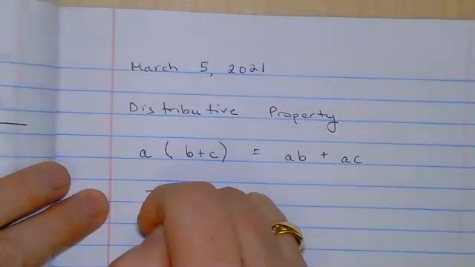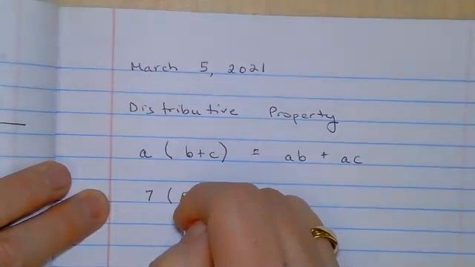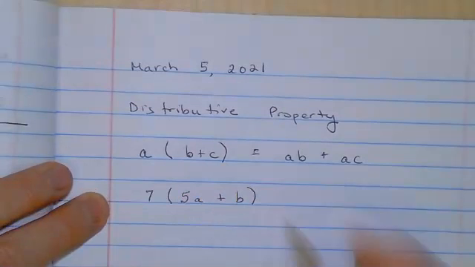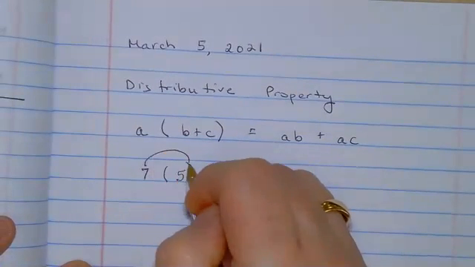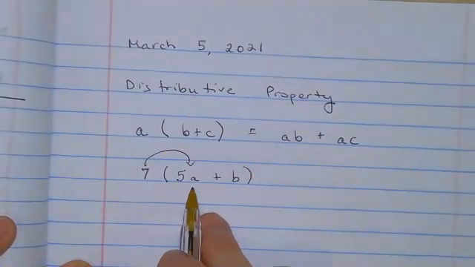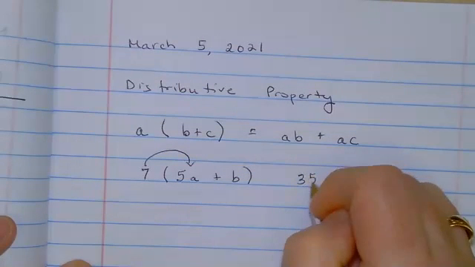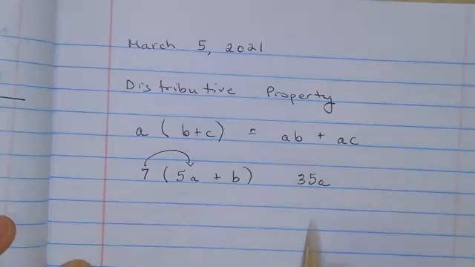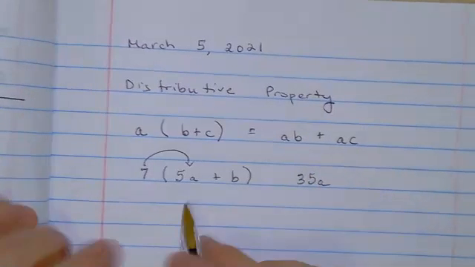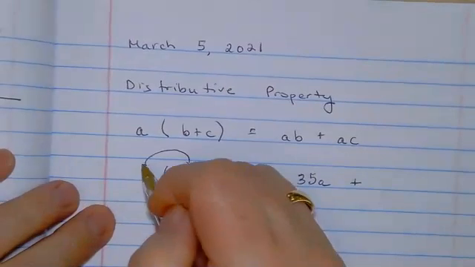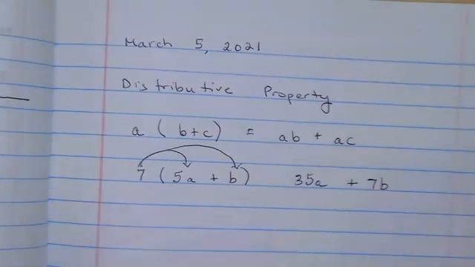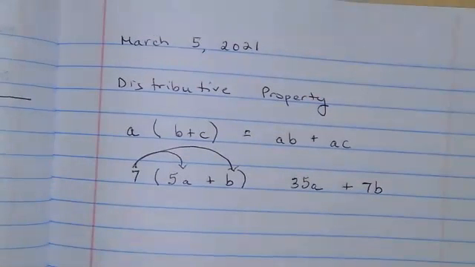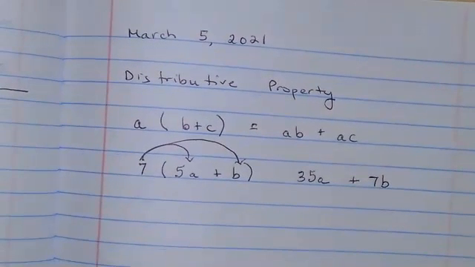So let's do this one. 7 times the quantity 5A plus B. Okay? So we're going to go 7 times the first term. So 7 times 5 times A. We're going to multiply the numbers together and then multiply the letter on there. We're going to copy down my addition sign, and then we're going to go 7 times the second term, which is 7 times B. And I think if you recall, we've done some of those problems this week. It's a couple of days ago, I think Wednesday.